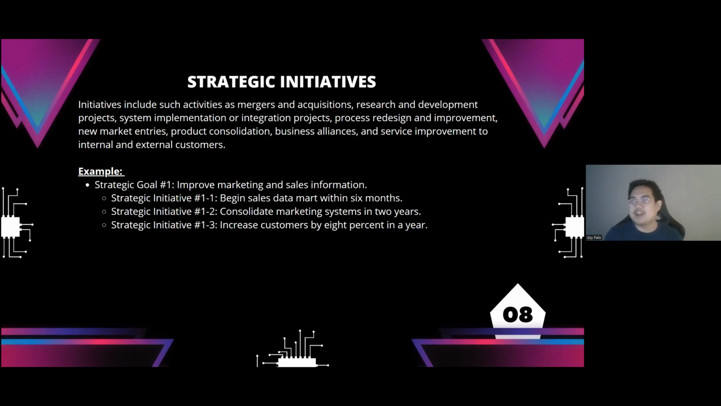So based on your strategic goal, you might follow any one of these strategic initiatives. For example, we have this strategic goal to improve marketing and sales information. You might formulate a lot of initiatives, but for this one, we could have three. If we really want to improve this marketing and sales information, we can begin the sales data mart within 6 months, consolidate marketing systems in 2 years, and increase customers by 8% in a year.